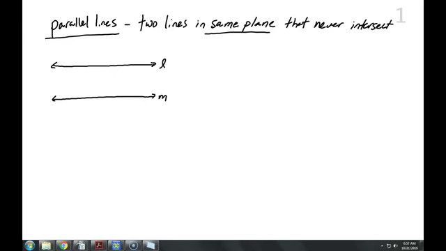Now the symbol for parallel is just two straight lines vertically up and down. That's the symbol that represents the word parallel. So in the future, I probably won't write the word out. I'll actually draw that symbol. Now some people might say, well, how come I can't just say two lines that never intersect? Because what's the whole purpose of this same plane part?